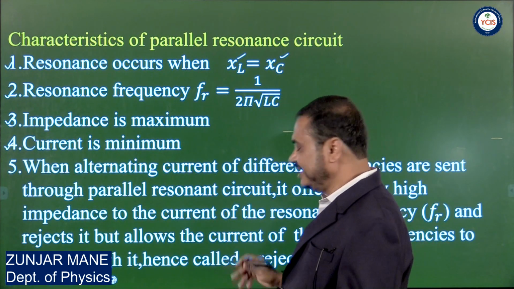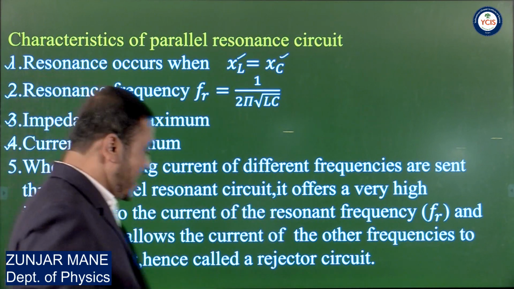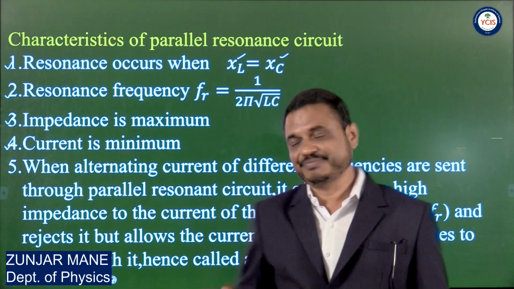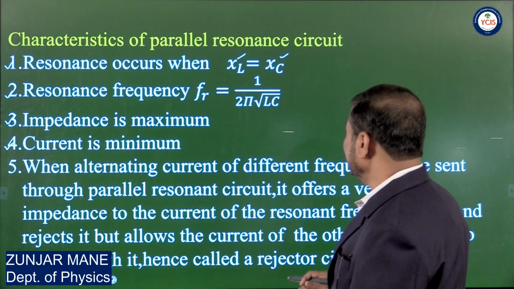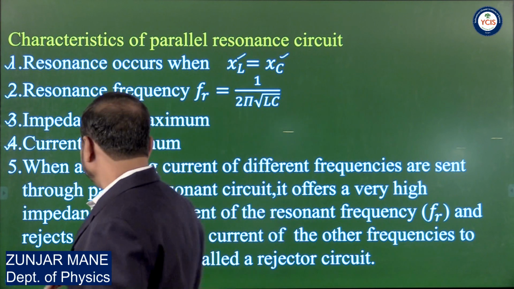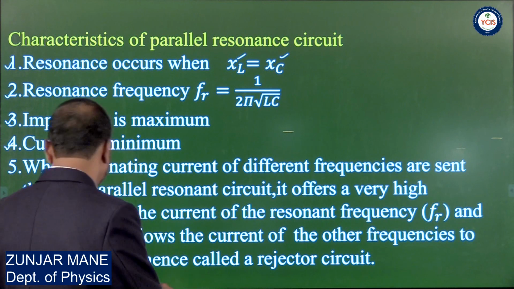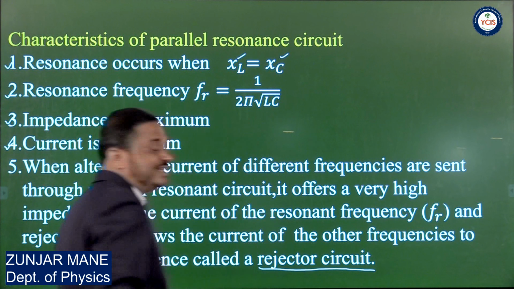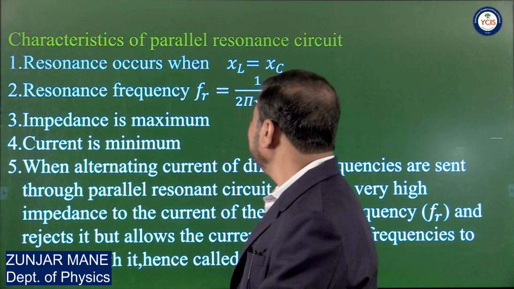When alternating currents of different frequencies are sent to the parallel resonance circuit, it offers a high impedance to the current of resonant frequency and rejects it, but allows the currents of other frequencies to pass through it. Hence this circuit is called a rejector circuit. So these are the characteristics of parallel resonance.